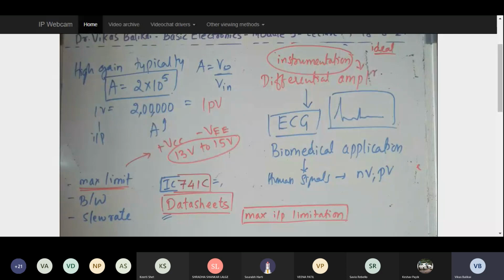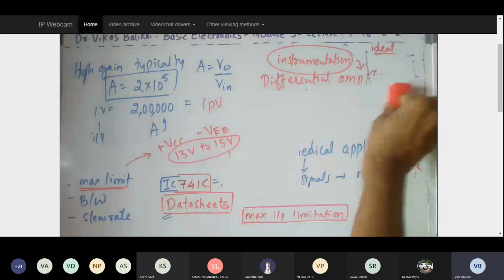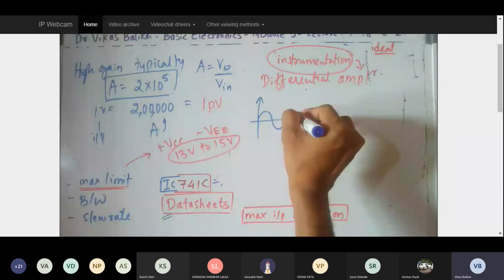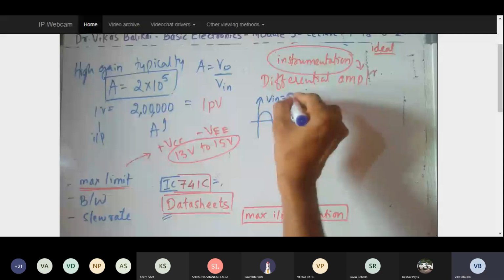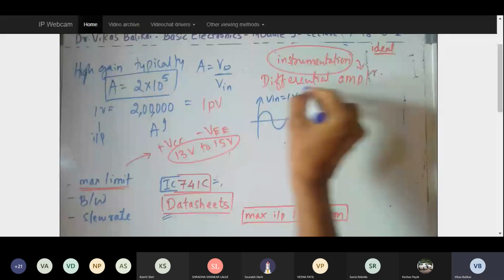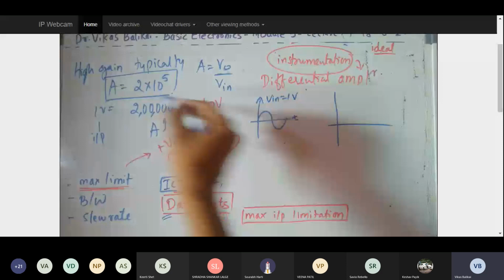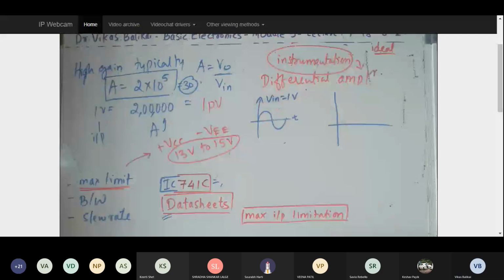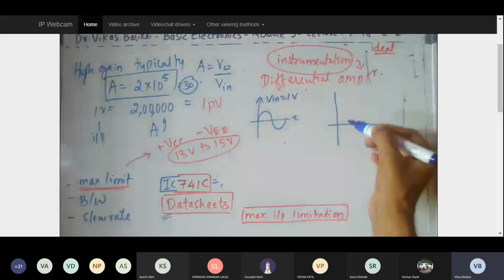or minus supply voltage. That is, whatever is the supply voltage, I cannot get an output greater than that. It will be restricted to that. So if I just want to show you a simple waveform, how exactly the things look, if I give my input voltage as 1 volt, and let's say that gain, rather than 2 into 10 raised to 5, let's say that I have gain equal to 30. Gain is 30, so I am expecting 30 volts. But actually speaking, 30 volts will not come.